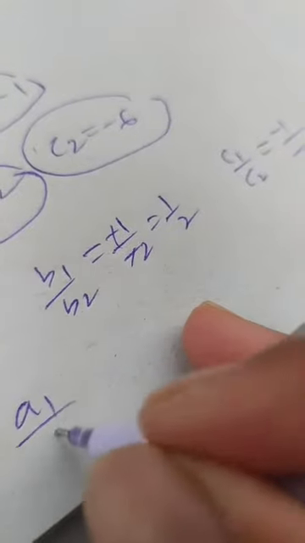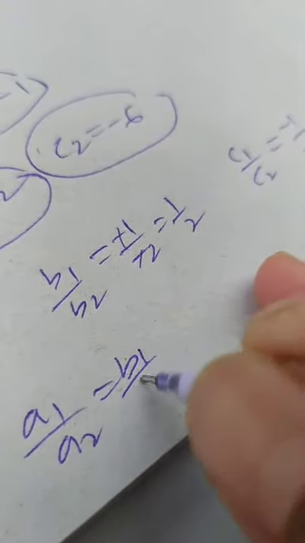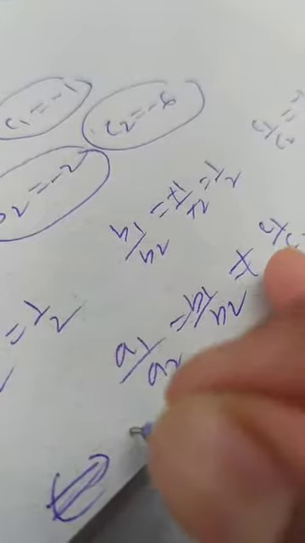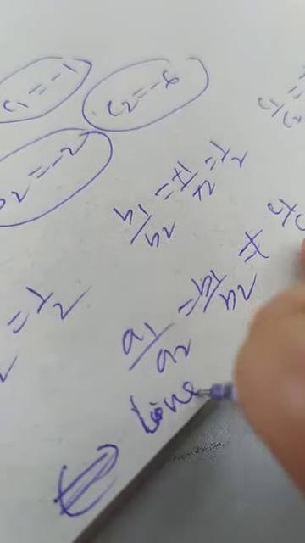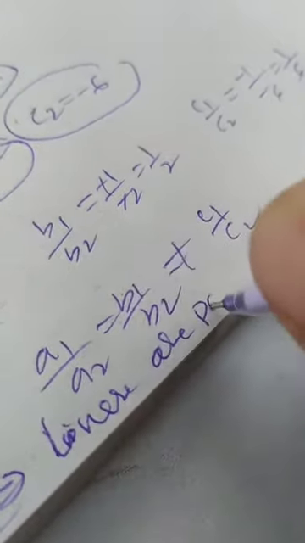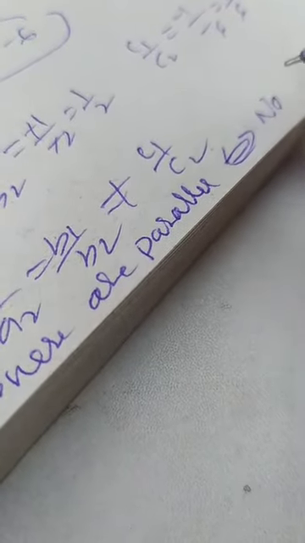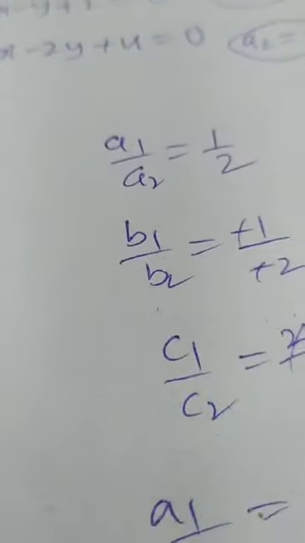See here, a1 by a2 and b1 by b2 are equal, but they are not equal to c1 by c2. Observe the ratio, right? So in this case, lines are parallel. If lines are parallel, then how many solutions? No solution. If they are parallel, they will not meet anywhere, so they have no solution. This is the procedure to identify how many solutions a pair of linear equations in two variables has.